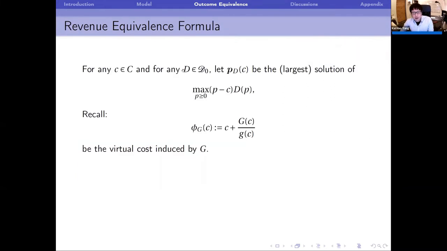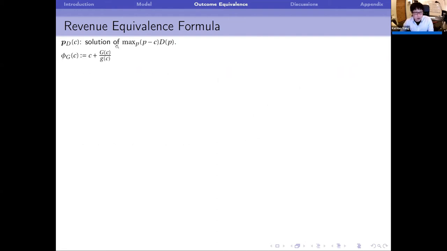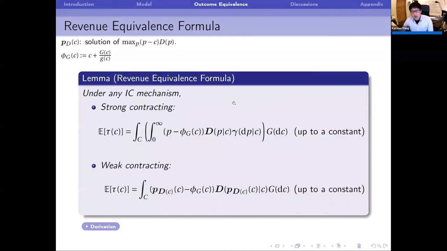First of all, for any C and for any D, let me denote P_D of C as the optimal price of the seller whose cost is C when facing the demand D. If there are multiple optimal prices, let me just pick the largest one. And also remember, C_G is defined as the virtual cost, which is cost plus information rent. Let me keep that here as a reminder. The first step of the proof is the usual revenue equivalence formula. It says that under any IC mechanism, in both business models, the expected revenue can be written as a function of the allocation in that mechanism up to a constant.